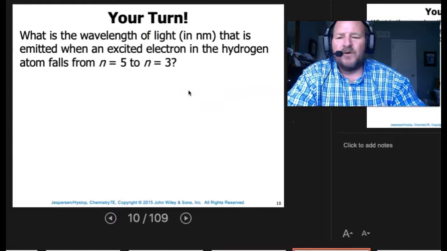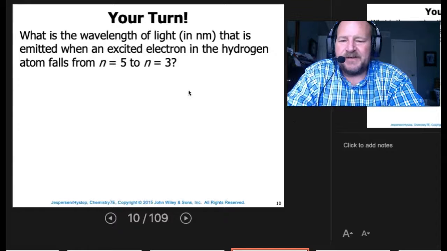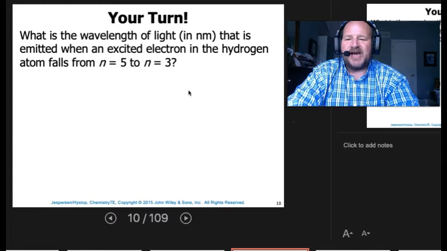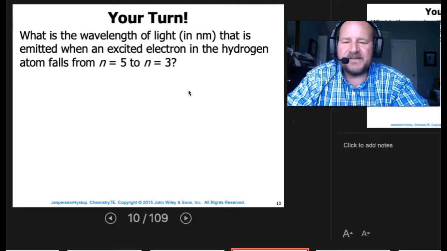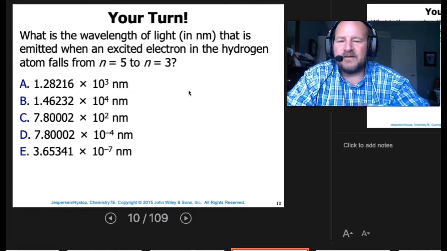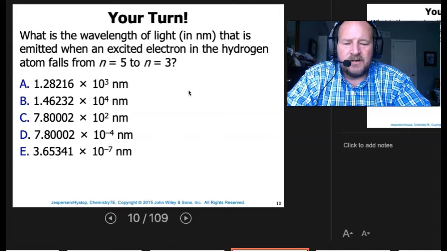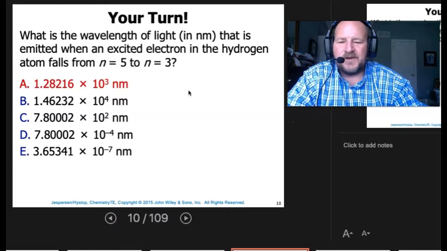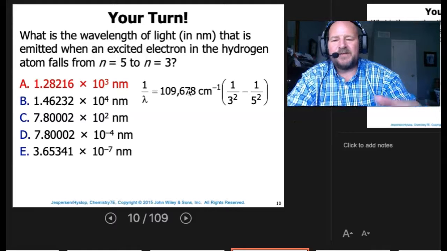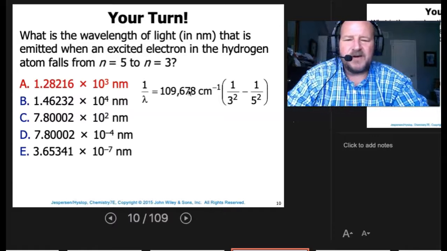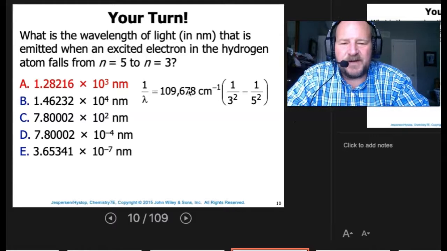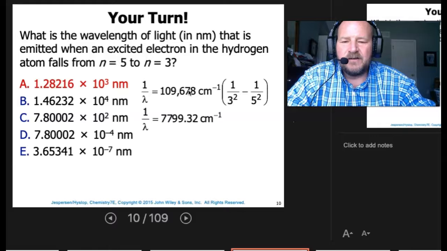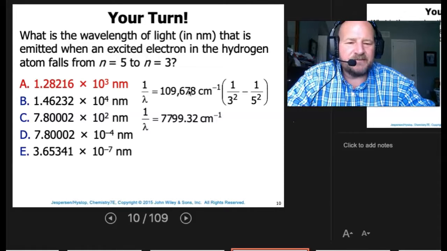What is the wavelength of light in nanometers that is emitted when an excited electron in the hydrogen atom falls from n equaling 5 to n equaling 3? Here are your answers. And of course, you can pause here and work that out using the equation from a couple slides ago. Hopefully you came up with A, and so it would be 1 over lambda is equal to the Rydberg constant times 1 over 3 squared minus 1 over 5 squared. That means 1 over lambda has to be equal to 7,799.30 per centimeter.